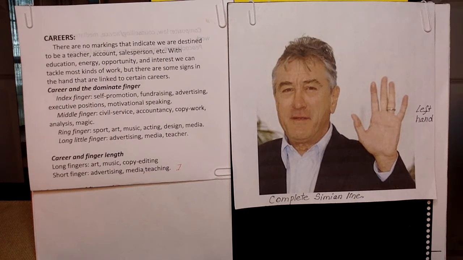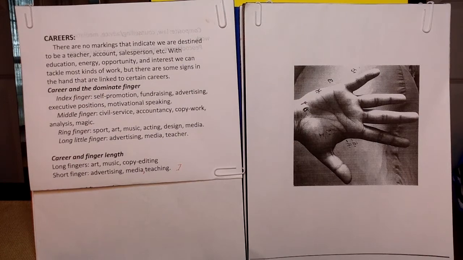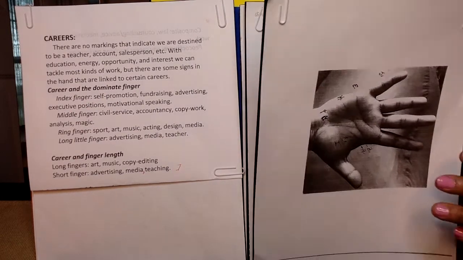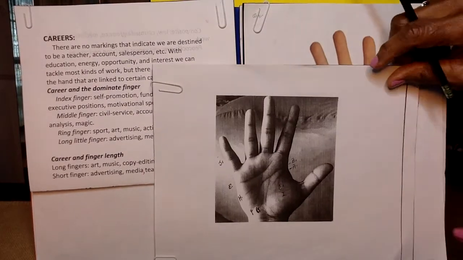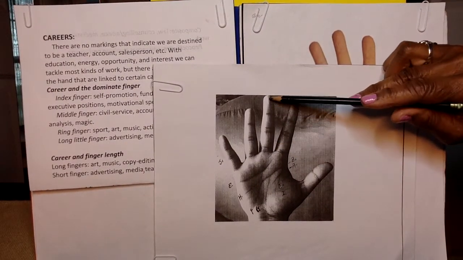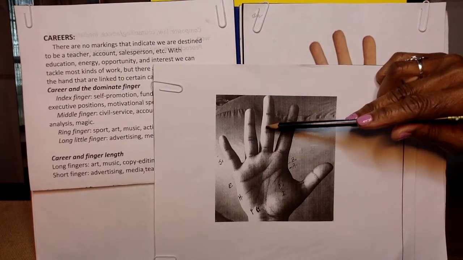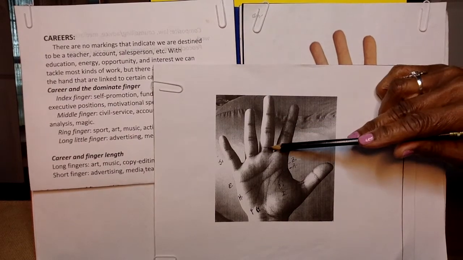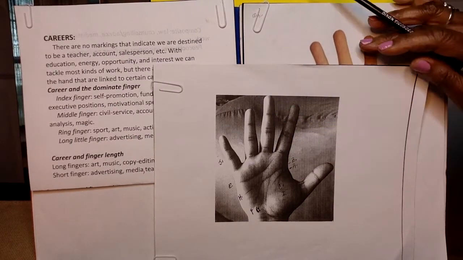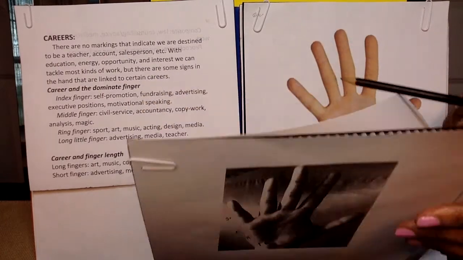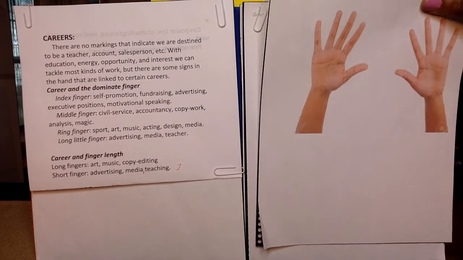Okay. Now moving on to the next one, it says middle finger: civil service, accountancy, copywork, analysis, and magic. So let's have a look at this. All right, turn it side up. Look at that middle finger. That's long. Attitude toward the law, society, tradition. So that's strong attitude.